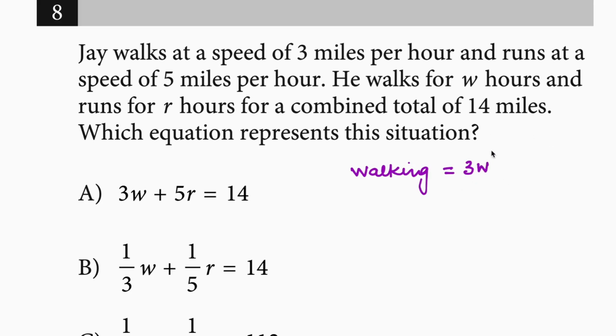See, if I do distance is equal to speed into time, we can use this formula, right? So, walking distance: speed is 3 miles per hour and he walks for W hours. So, distance is equal to speed times time, okay.